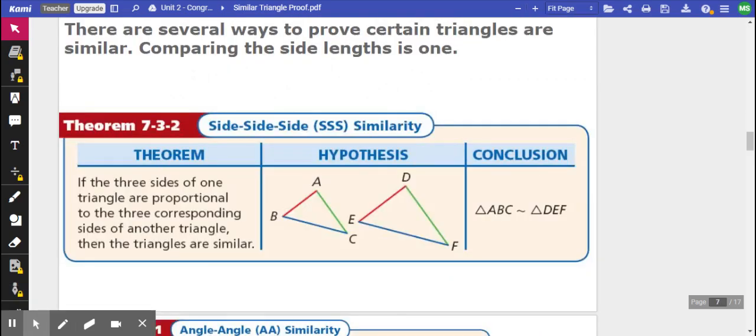Now, the three ones I just mentioned, we have first side-side-side similarity. If the three sides of one triangle are proportional to the three corresponding sides of another triangle, then the triangles are similar to each other. And you would write that conclusion, as you can see here, triangle ABC similar to triangle DEF.